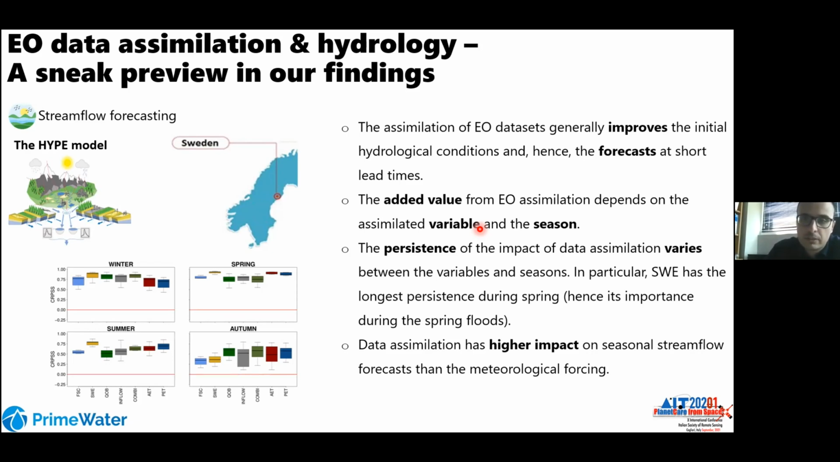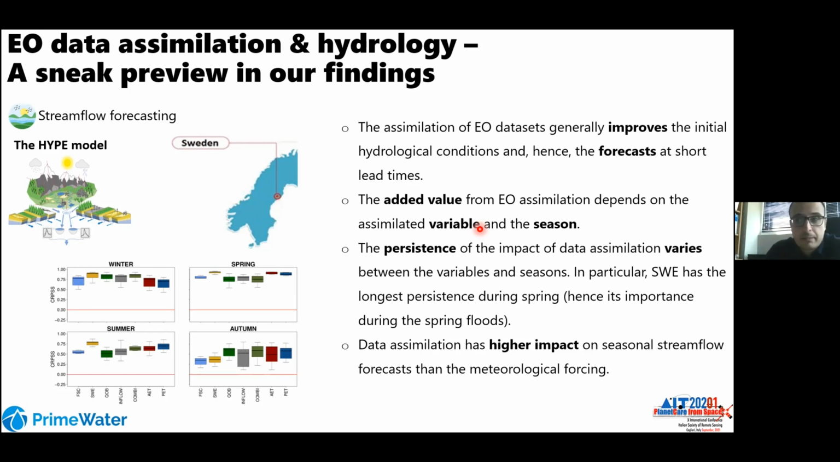Is this improvement uniform across all variables and seasons? The answer is no, it actually depends. For example, we've seen that snow water equivalents appear to be more influential, especially during spring, which is actually important to predict accurately spring floods.